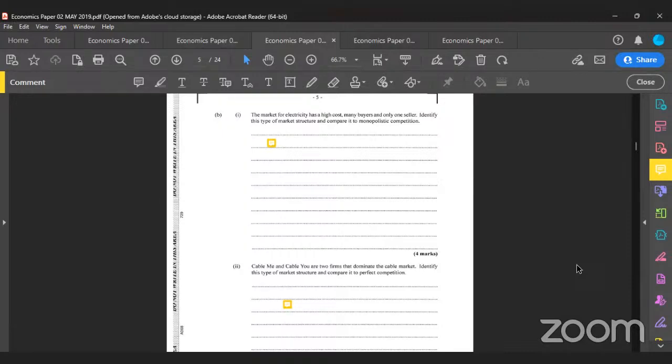So in perfect competition, remember that everybody has the same product. In this market structure, that's not the case. The product is often differentiated, right? Additionally, in perfect competition, we know that there are many sellers. However, in the oligopolistic competition, we understand that there are only two sellers, right?